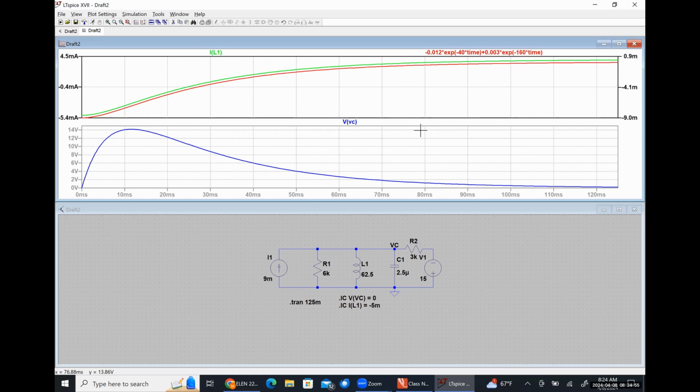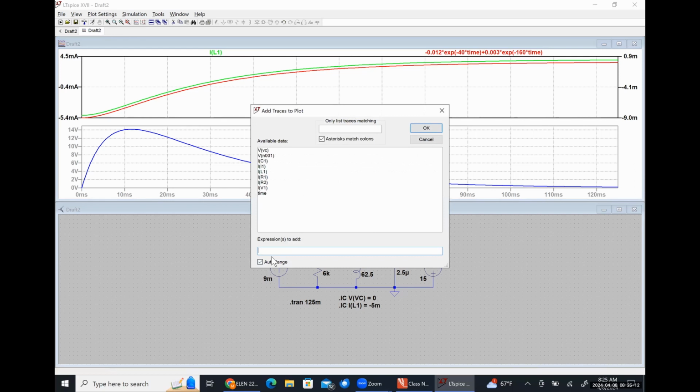And of course, these don't match up. We'll figure that out in a moment. Seems like I just made a simple mistake somewhere, so we'll sort out what that is in just a second. Let's check for our voltage thing here. So add a trace. This one should be 30 times EXP negative 40 times time, minus 30 times EXP negative 160 times time.